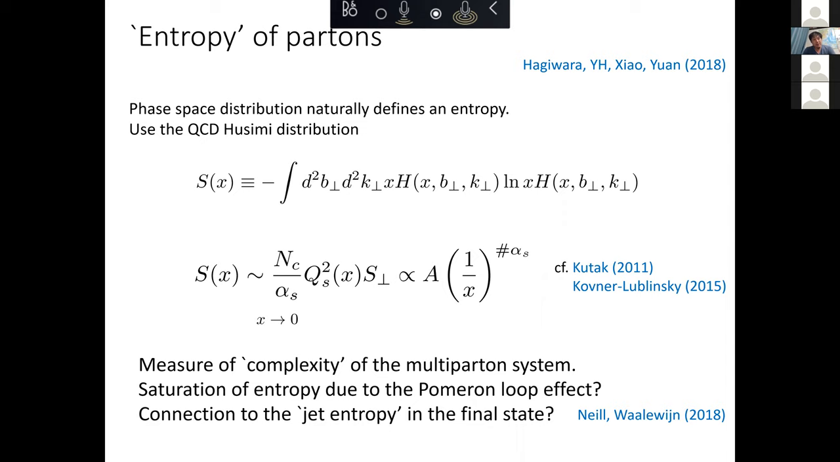If you go to the small x region, you see the explosion of gluon number, and you would expect that the entropy increases also. And here is a calculation that the entropy diverges like 1/x to some power. It's basically proportional to the saturation momentum squared. And there is a very interesting connection to jet physics, to the entropy of jets in the final state, by this author and his collaborators. Those are interesting developments.